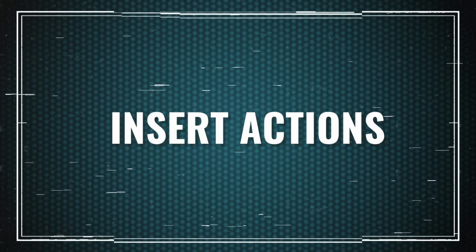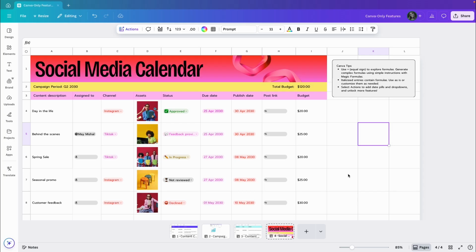This is the part where Canva Sheets start to feel a bit like Notion, turning into an actual project and creative management tool. Let me show you what you can do with it. Alright, so I used a social media calendar template from Canva's library just to show you all these insert options. The first one I'll show you is Mention.